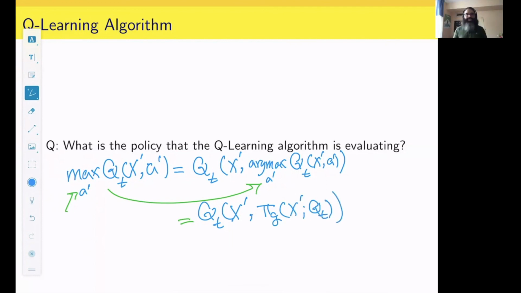So the policy that Q-learning is evaluating implicitly is the greedy policy of Q_t. This is interesting because Q_t is changing as we learn, so the greedy policy also changes. The policy that Q-learning is evaluating is also changing. It's always the greedy policy, but with respect to the most recent Q. That's one point. And based on this, is Q-learning an off-policy algorithm or an on-policy algorithm?